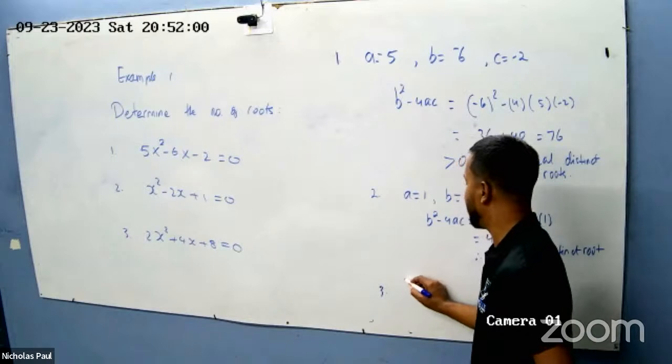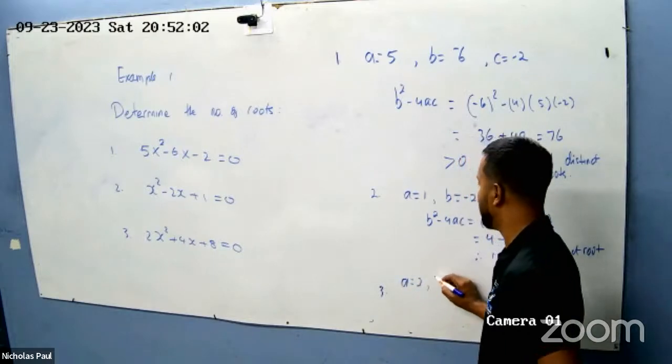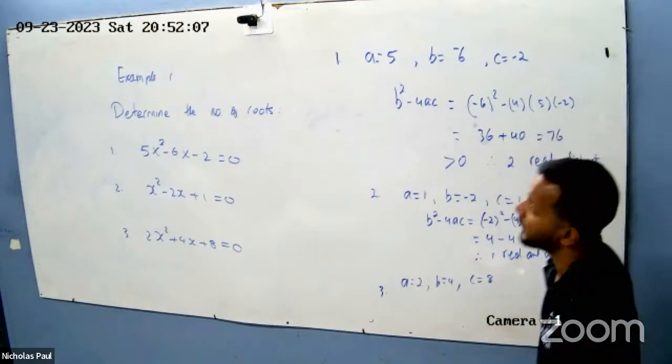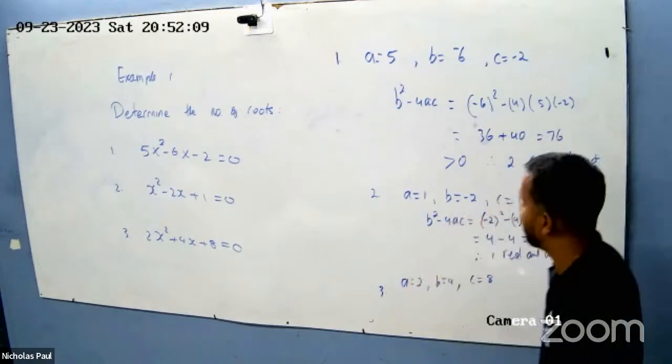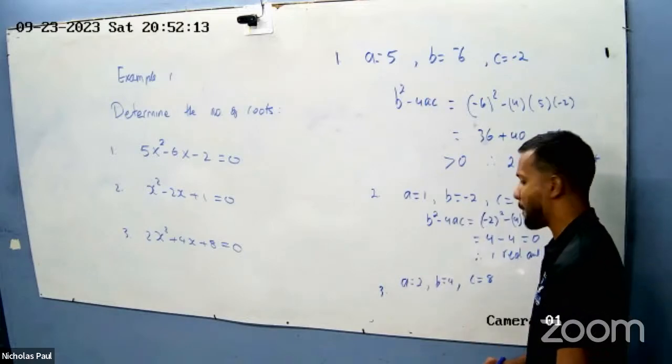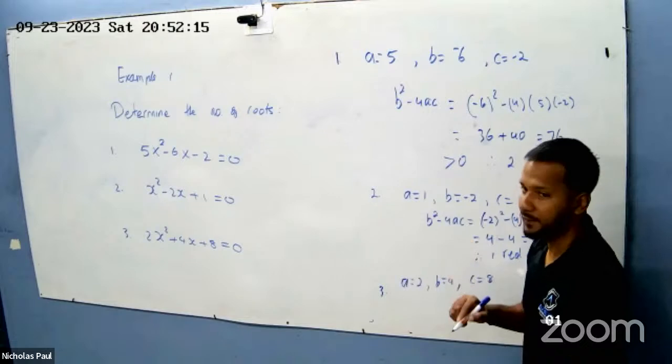And number 3, A is equal to 2, B is equal to 4, C is equal to 8. Nice job, Saphir. I'll stop the line and put the answers there.